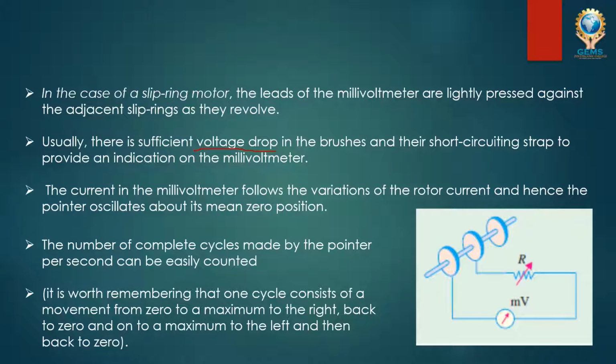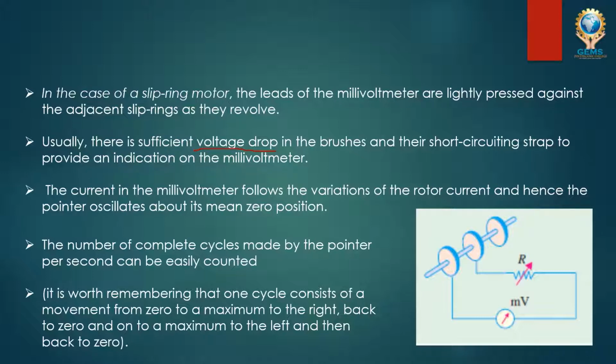So the millivoltmeter follows the variations of the rotor current, and the pointer oscillates from the mean zero position. We count how many complete cycles the pointer moves per second. How many times it is moving, that is the frequency.